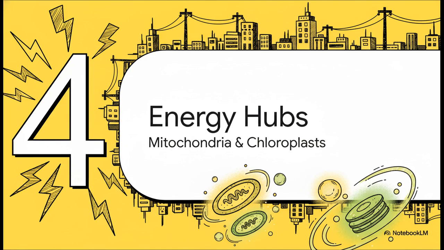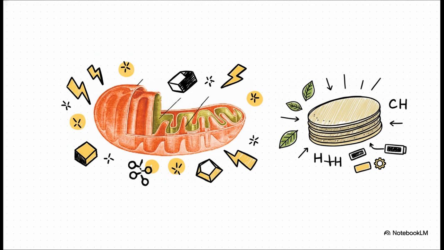A city this busy must need a ton of power. Let's head over to the source. Time to visit the power plants. And there they are. Look at that sausage-shaped organelle. That's a mitochondrion. This is the absolute powerhouse of the cell. It's constantly burning fuel through cellular respiration to produce ATP, the cell's energy currency.